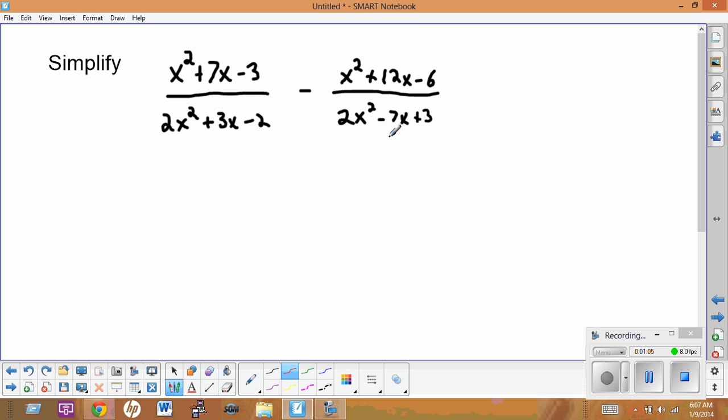So when adding and subtracting rational expressions, the key is a common denominator. If I look at these two denominators, they're not the same. So we're going to have to look for an LCD, a least common denominator, and we do that by factoring the denominators.